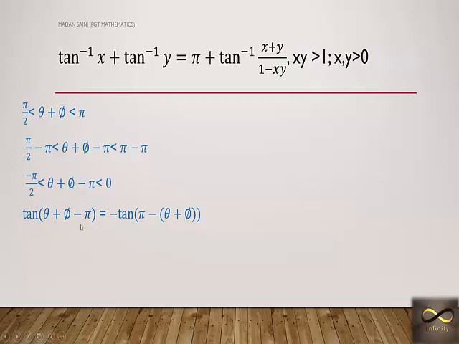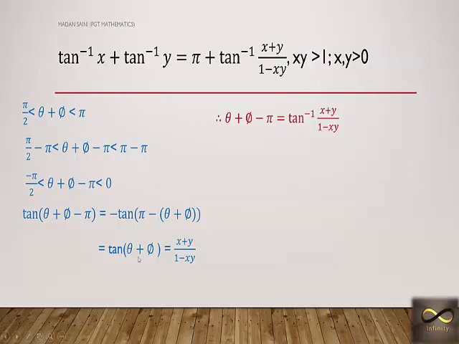Taking negative common from this and using the property tan of minus theta is minus tan theta, this will give us minus tan of pi minus theta plus phi, and we know tan of pi minus theta is minus tan theta, so double negative will make it positive, so we will have tan of theta plus phi and that is x plus y upon 1 minus xy. ये मैंने पहले प्रूफ किया है अपने जब इसका प्रूफ स्टार्ट किया था.